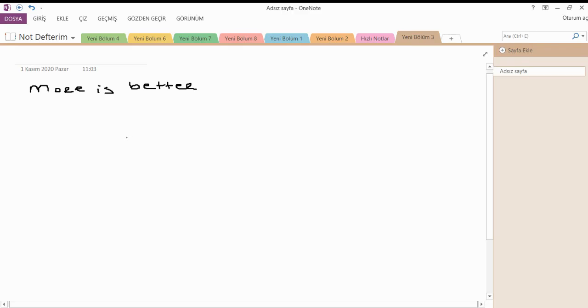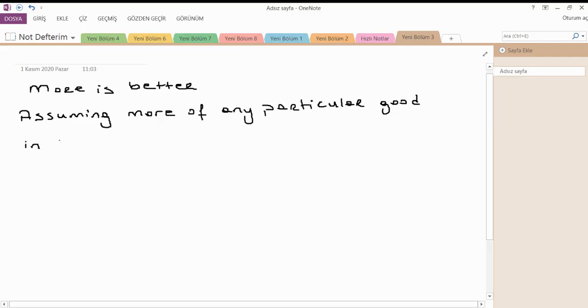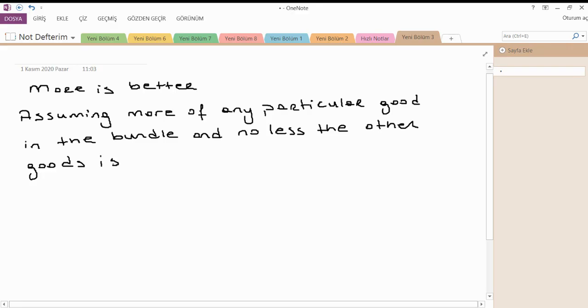I actually talked about it, but I will recall the things that we talked about. The more is better assumption is assuming that more of any particular good in the bundle, and this part is important, and no less of the other goods, is preferred to the previous bundle.